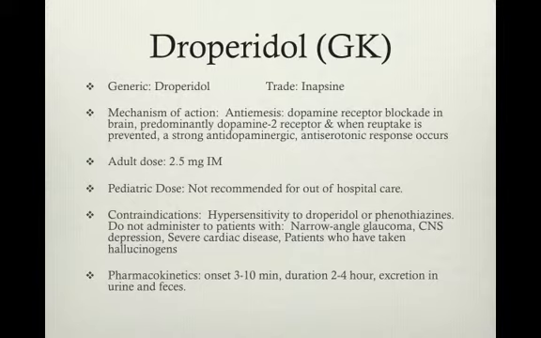Contraindications: hypersensitivity to droperidol or phenothiazines. Do not administer to patients with narrow-angle glaucoma, CNS depression, severe cardiac disease, or patients who have taken any kind of hallucinogens. Pharmacokinetics: onset in 3 to 10 minutes, duration 2 to 4 hours, and excreted in the urine and feces. This medicine has tons of interactions. If it's mixed with another medication, it has tons of untoward effects. So you've got to be careful with what they're on if you're actually using droperidol or Inapsine.